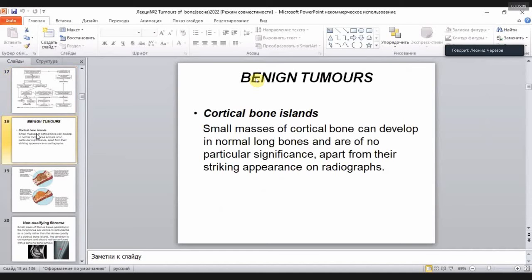Within tumors, cortical bone islands. Small masses of cortical bone that develop in normal long bones and are of no particular significance apart from their appearance on radiographs.